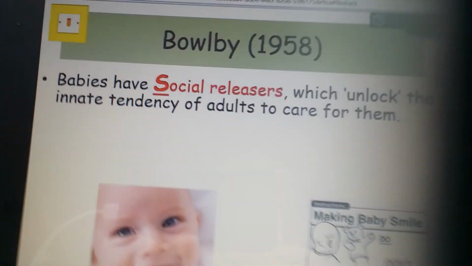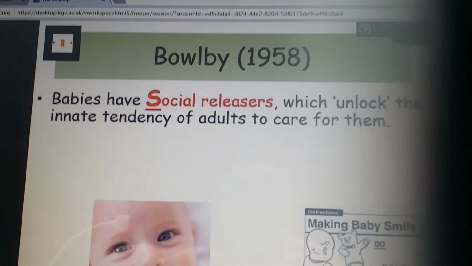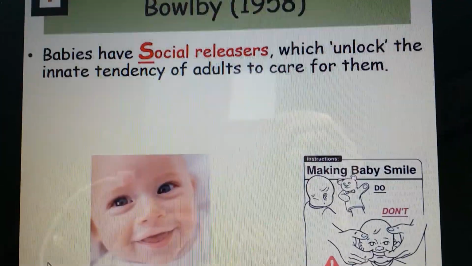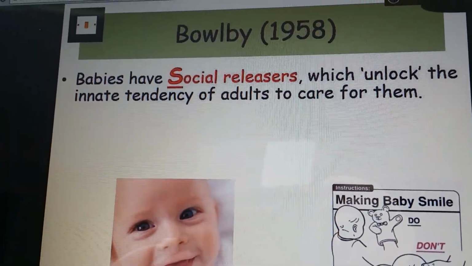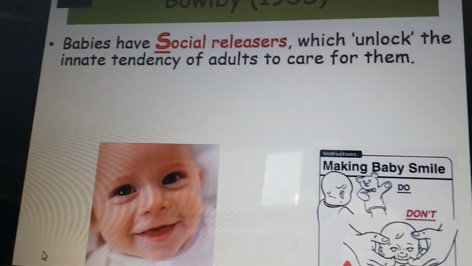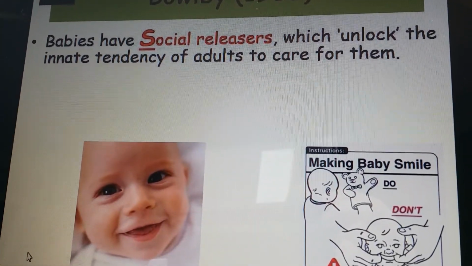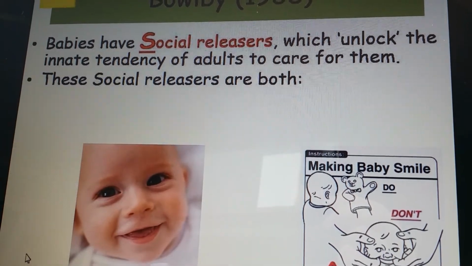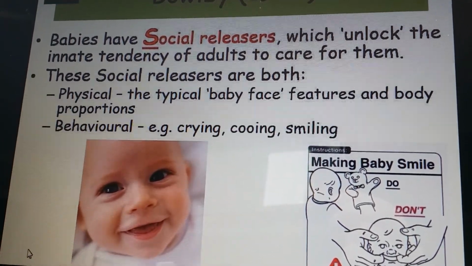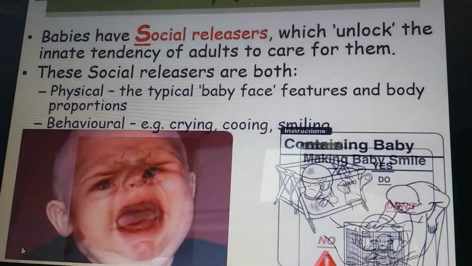The next feature is social releasers. We've just discussed these. These are the features which unlock the innate tendency of adults to care for them. So things that make an adult want to care for a child, such as being cute. These could be physical or they could be behavioural.